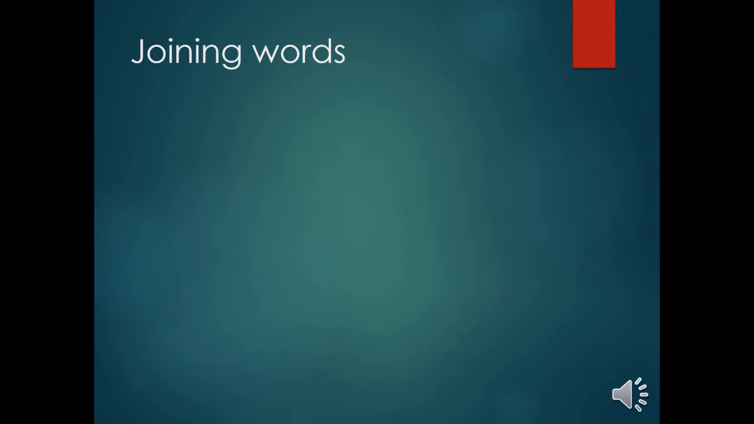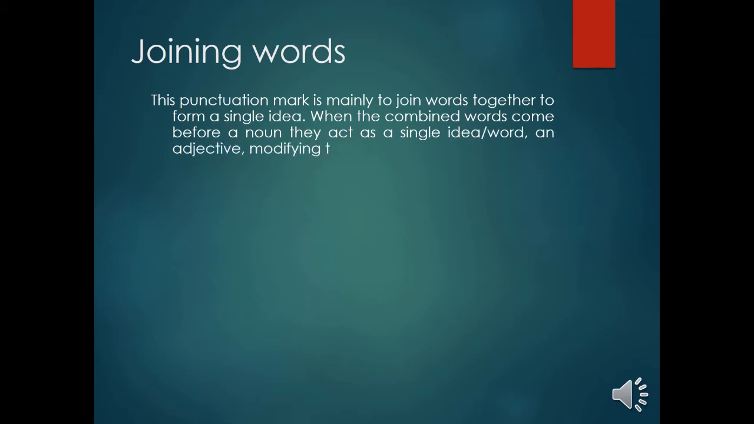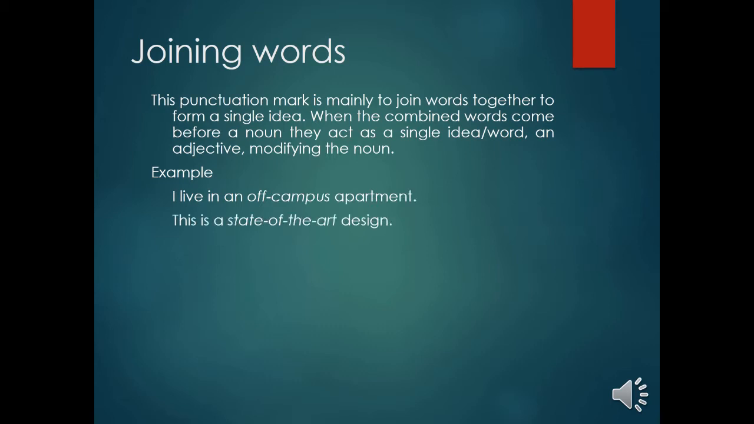One main function of the hyphen is to join words. This punctuation mark is mainly used to join words together to form a single idea. When the combined words come before a noun, they act as a single idea, a word, an adjective, modifying the noun. Example: I live in an off-campus apartment. This is a state-of-the-art design.